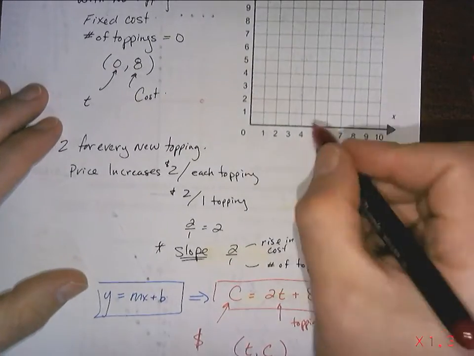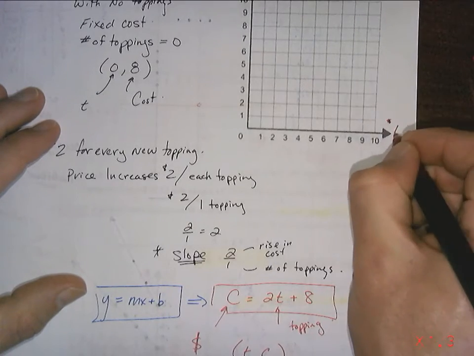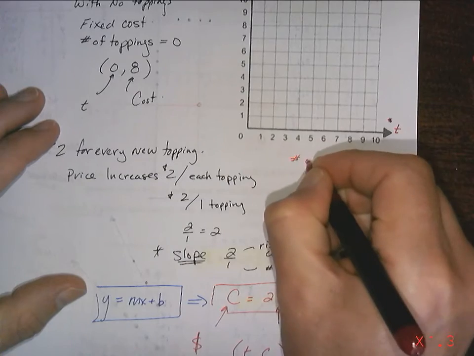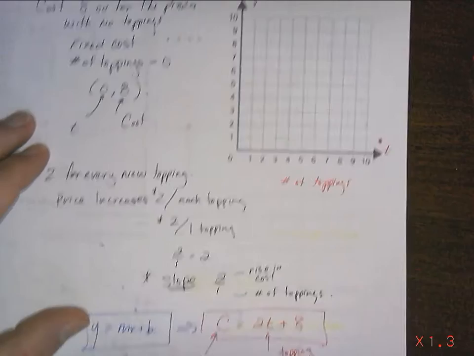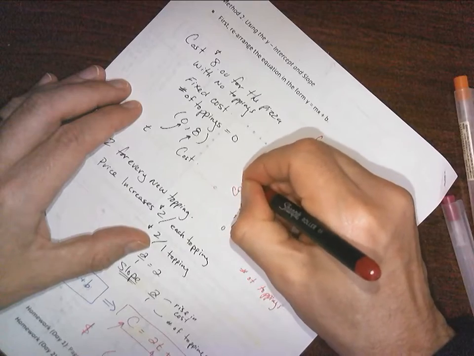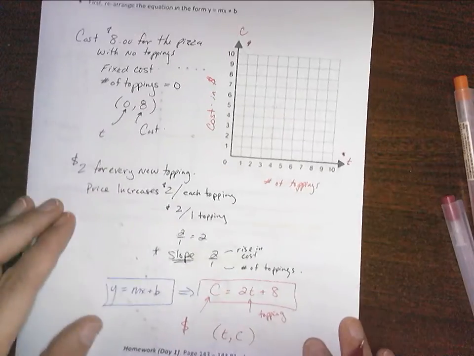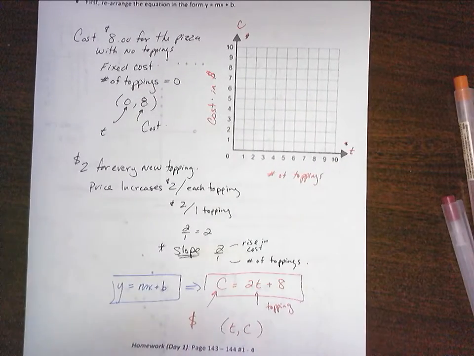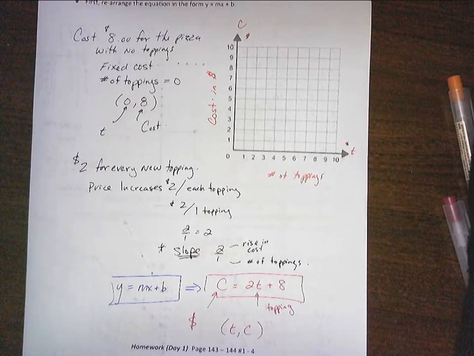So what that means up here is our x-axis is not an x-axis anymore. It's a t-axis for number of toppings. Our y-axis is no longer a y-axis, it's a c-axis, and it represents the total cost in dollars. Okay, so there's no longer anything in terms of x and y, it's now in terms of t and c.